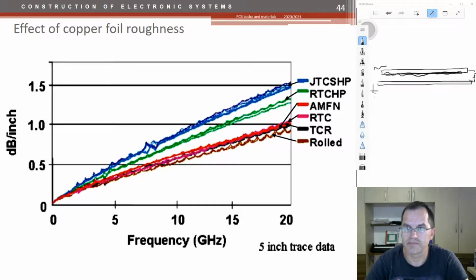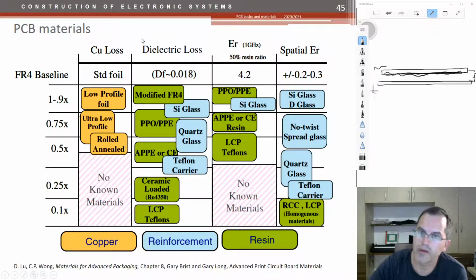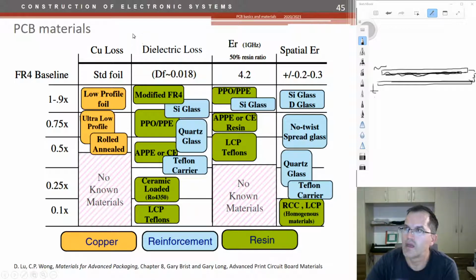All right. So this is a summary of printed circuit board materials. What you should take care about is the copper losses here. This is FR4, basic FR4. It is a standard foil with some dielectric losses, with some permittivity of 4.2, let's say, spatially changing by 0.2, 0.3 plus or minus. And then if you want really homogeneous material, you have to go to Teflon or even ceramics or quartz.